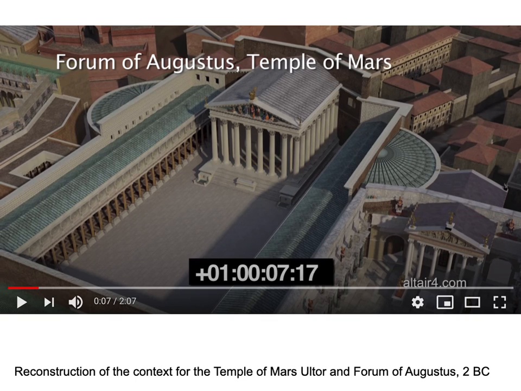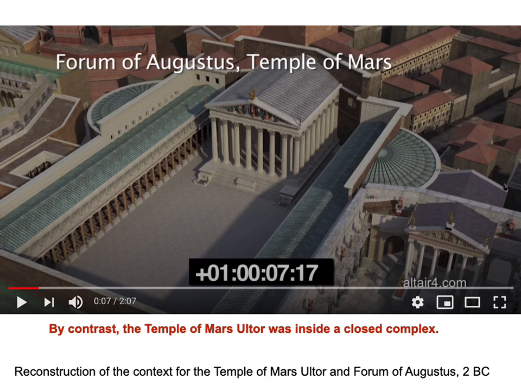Now, the Temple of Mars Ultor in the Forum of Augustus in Rome, built approximately 450 years later by Rome's first emperor, Augustus. In contrast to the Parthenon, the Temple of Mars Ultor was inside a closed complex. Views of the temple from the outside would have been very limited.